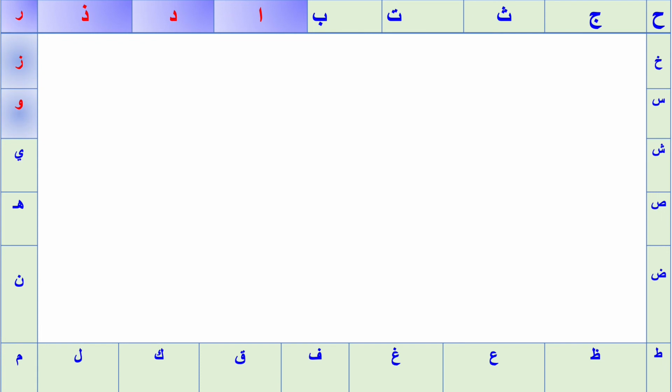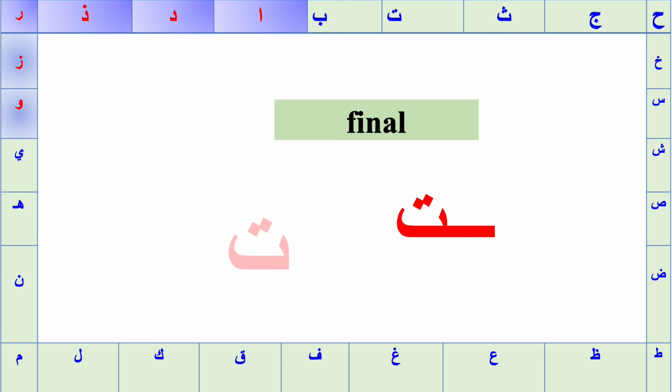Moving now to the final position, where we have a slightly different shape for the letter ta. So we can distinguish this shape and we can also distinguish this shape. The second shape is the one that is identical with the individualized shape. So let's have an example and see how the letter is written.